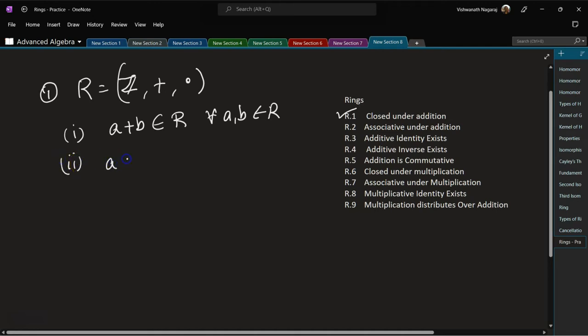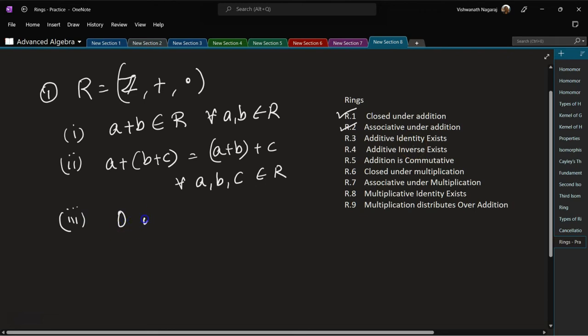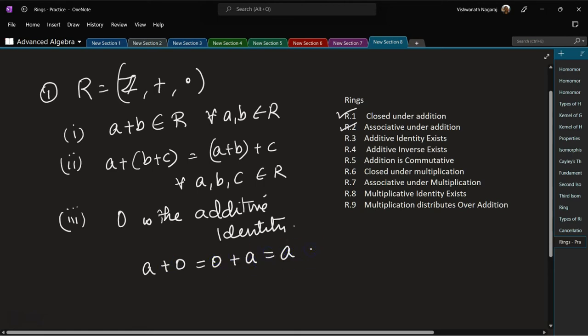Associative under addition. So (a plus b) plus c is equal to a plus (b plus c). We know that that is also true for all a, b and c belonging to R. Okay, third one is additive identity exists. So 0 is the additive identity. So a plus 0 is equal to 0 plus a is equal to a, right? For all a belonging to R.